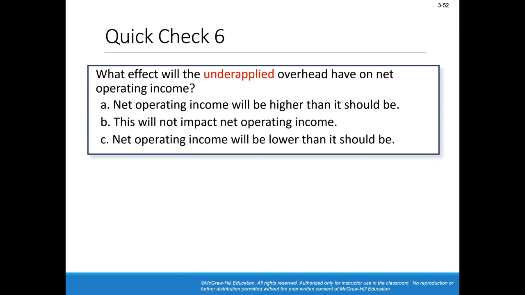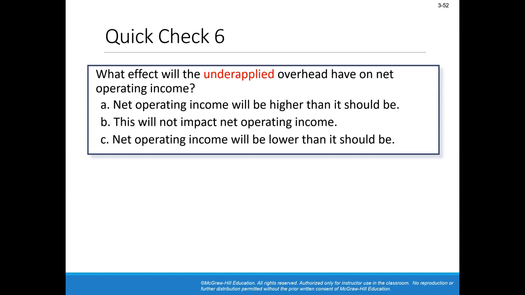All right. So what effect will underapplied overhead have on the net operating income? We have underapplied, so this is where our actual costs are more than our estimated cost. So what do you think happens to income? Think about it for a second. If our actual cost is more than what the applied was. The applied is what got moved to cost of goods sold. That's what went in.